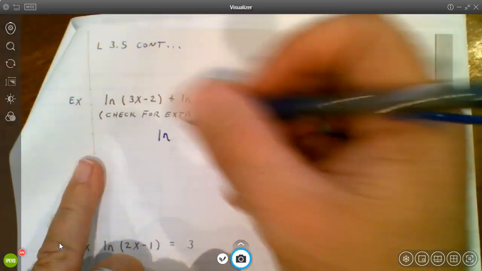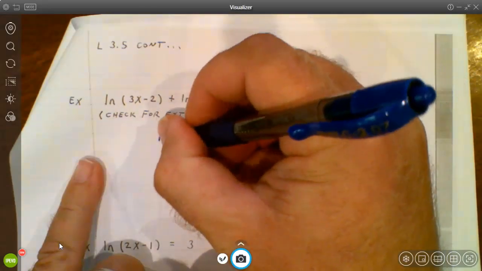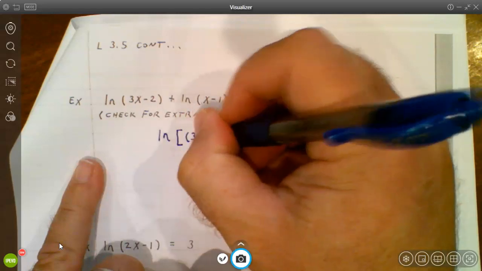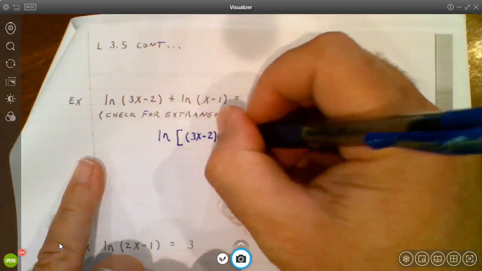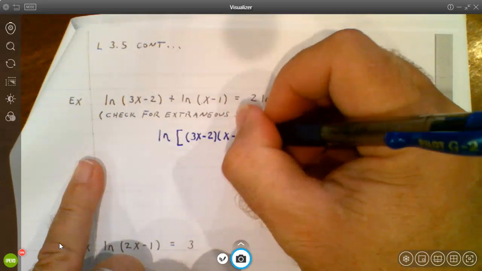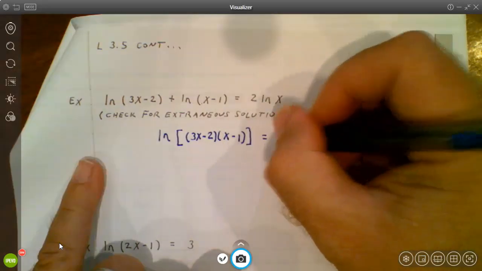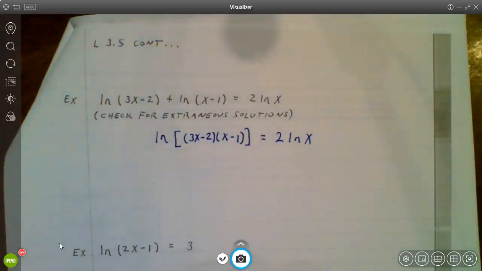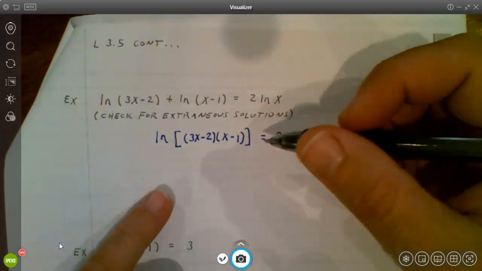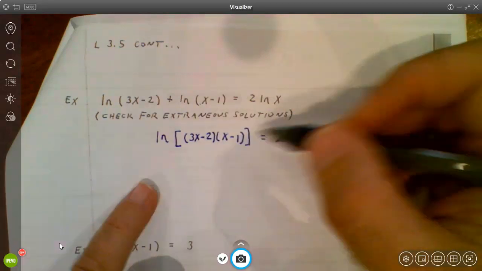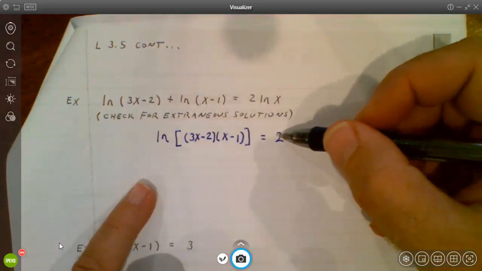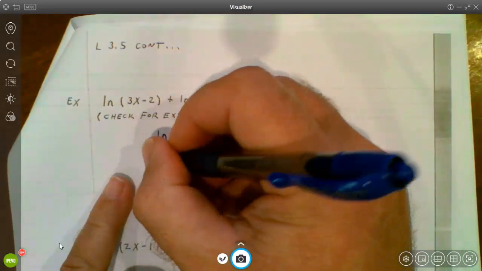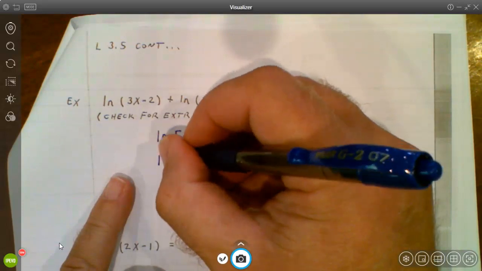So I'm going to be looking at my 3x minus 2 times x minus 1 equals 2 natural log x. So that puts us here. And the benefit about, well, let me get to that in just a second. We could distribute that out. One thing I'm going to do first, though, is take this 2 and bring it back up to become an exponent, using our power rule.